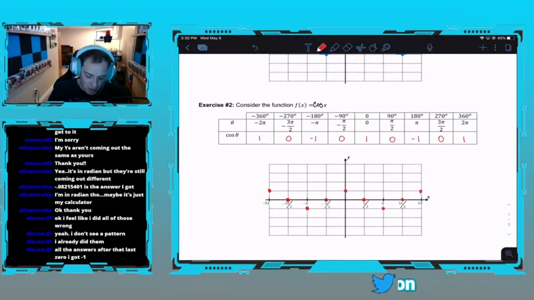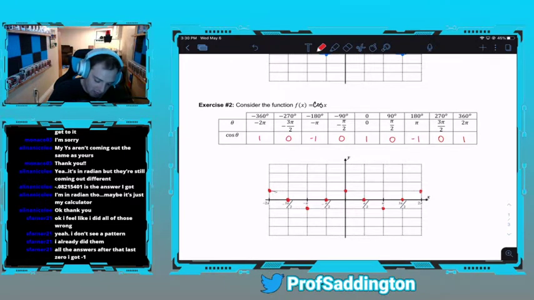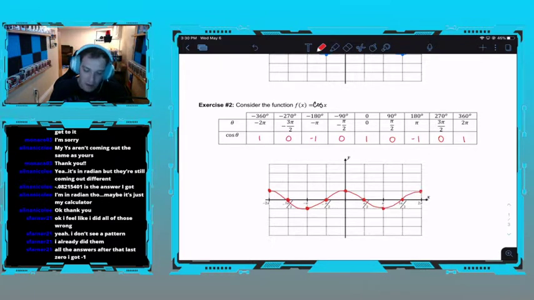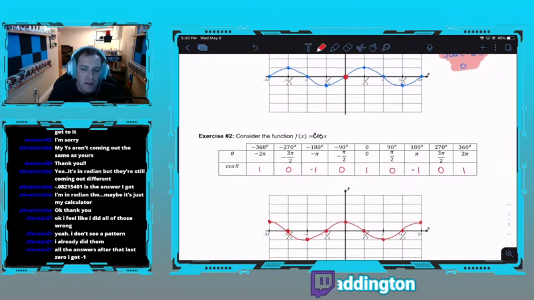And again, just make sure this is a wave. So they can't be straight lines. So I'm going to try to curl it down and then back up. This is a cosine function.